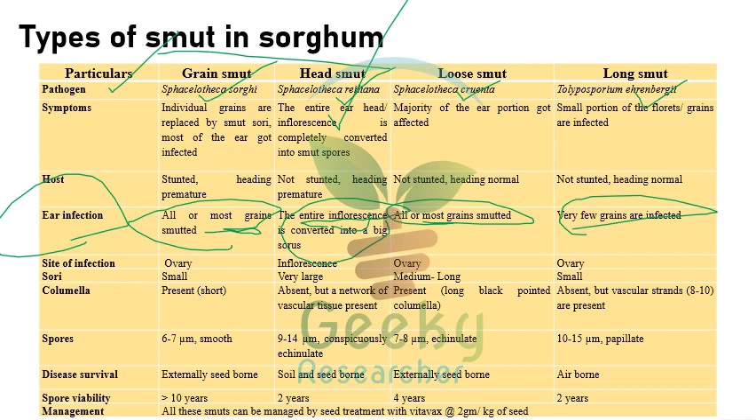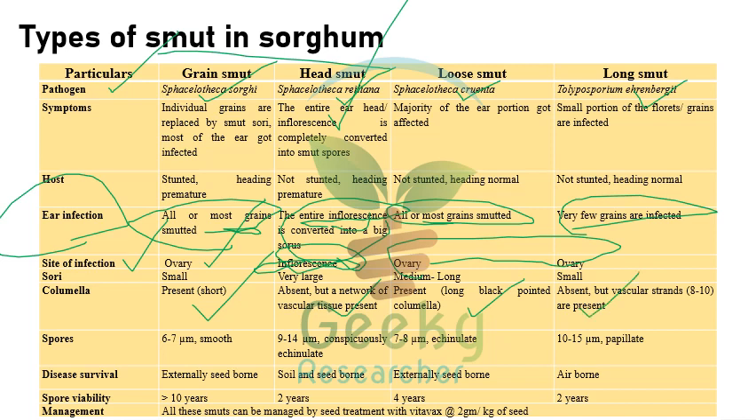What is the characteristic feature of head smut? We can expect this kind of question. The site of infection of head smut is the inflorescence, as I told you. So head smut, inflorescence; grain smut, ovary; loose smut and long smut, again ovary. Except head smut, the site of infection is the ovary, but only for head smut the site of infection is the inflorescence. They can also ask whether the columella is present or absent. In grain smut the columella is present, whereas in head smut it is absent. In loose smut the columella is present, and in long smut it is absent.